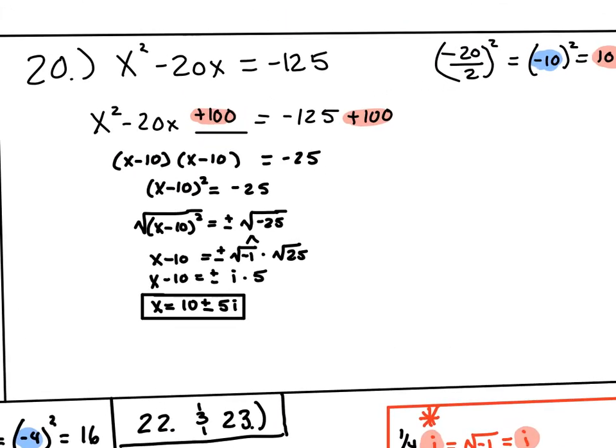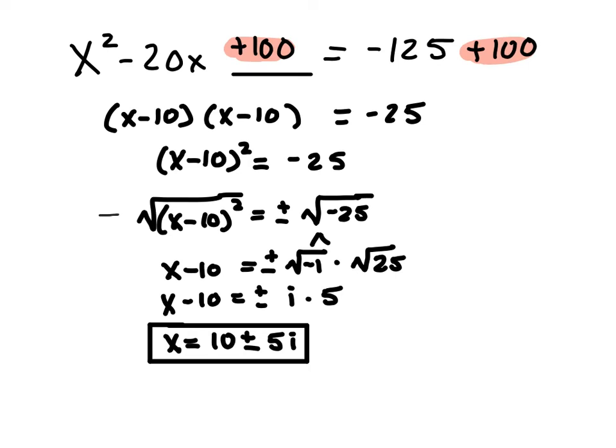Moving on to 20, same thing. Half of negative 20 is negative 10. Negative 10 squared is 100. That's why I added 100 to both sides. By the time we get down to the square root, at this step right here, we're taking the square root of a negative number. So we broke it down, again, the exact same thing. The square root of a negative number was the square root of negative 1 times the square root of 25. We did that because the square root of negative 1 becomes i. x minus 10 is equal to plus or minus i times 5, which ends up as x is equal to 10 plus or minus 5i.